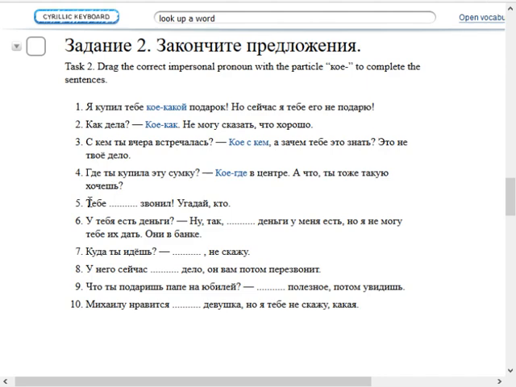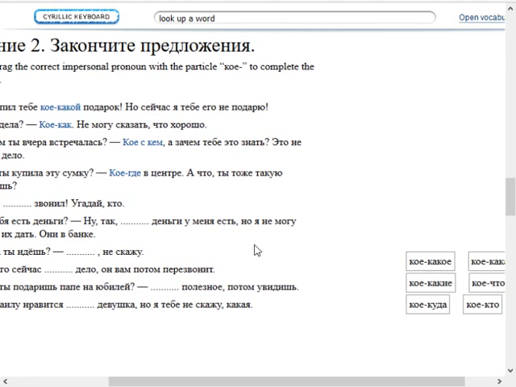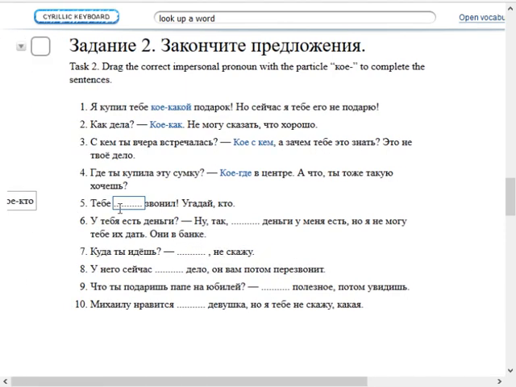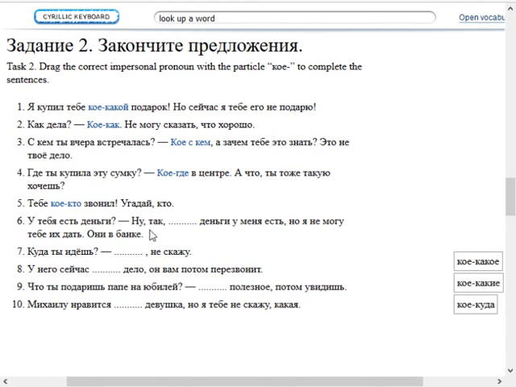Okay. Тебе something звонил. So here this would obviously be кое-кто, yes? Тебе кое-кто звонил. So somebody called you. Угадай кто. Guess who. So somebody called you. Guess who. That's why they say кое, because they want to play a guessing game now.